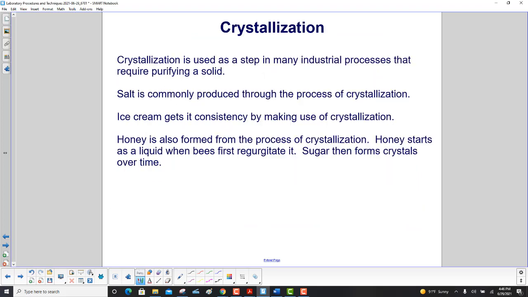Crystallization is used as a step in many industrial processes that require purifying a solid. Salt is commonly produced through the process of crystallization. Ice cream gets its consistency by making use of crystallization. And finally, honey is also formed from the process of crystallization. Honey starts as a liquid when bees first regurgitate it. Sugar then forms crystals over time.